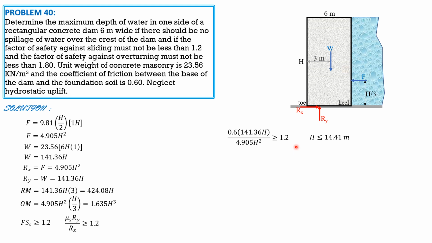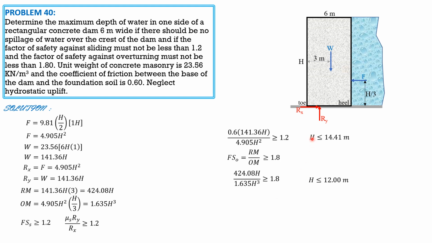Next, factor of safety against overturning, righting moment over overturning moment, must be greater than or equal to 1.8. So substitute righting moment 424.08 h over 1.635 h cubed must be greater than or equal to 1.8. If we solve for h, cancel h here. So this is h squared. So h is the square root of quantity 424.08 over 1.635 times 1.8. So square root of that value, that's h. H should be less than or equal to 12.00 meters.